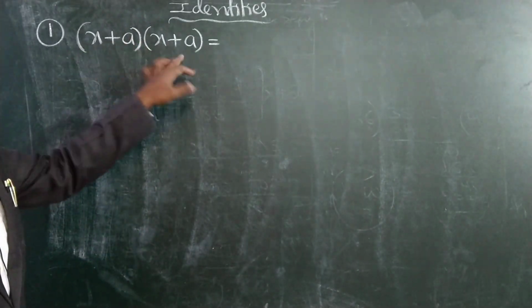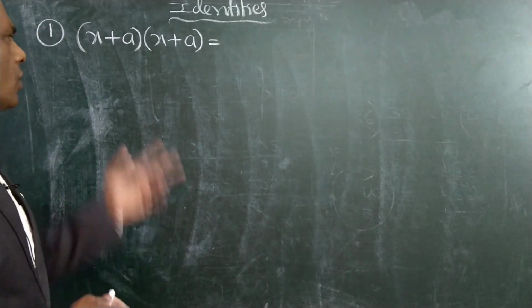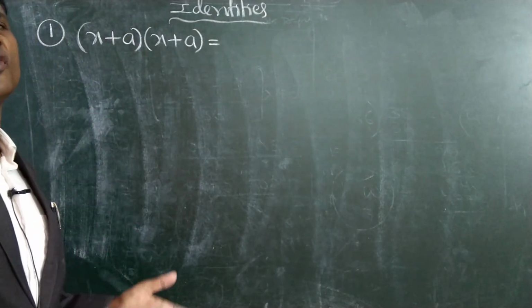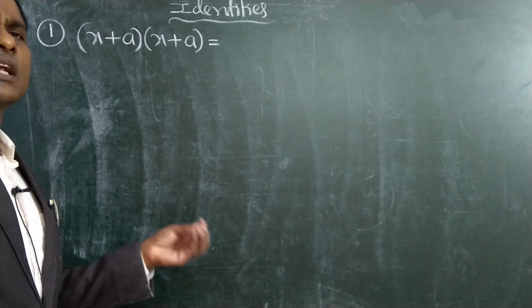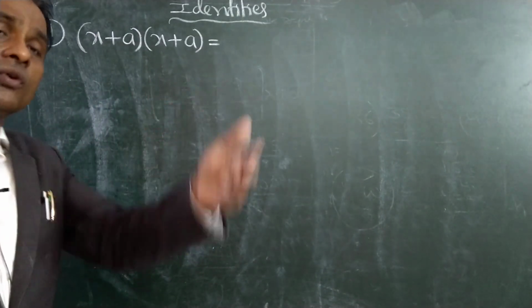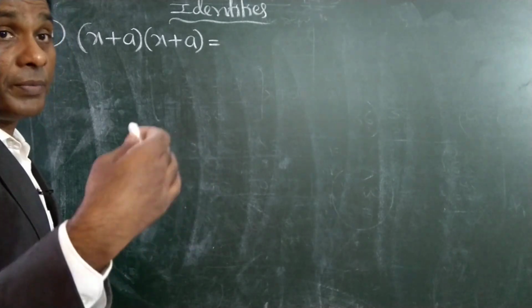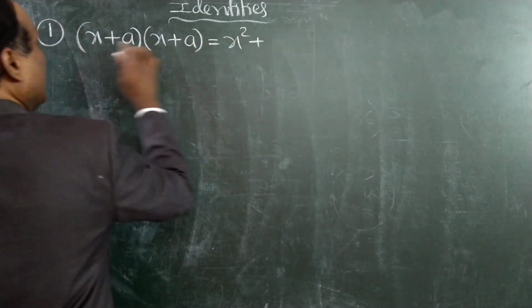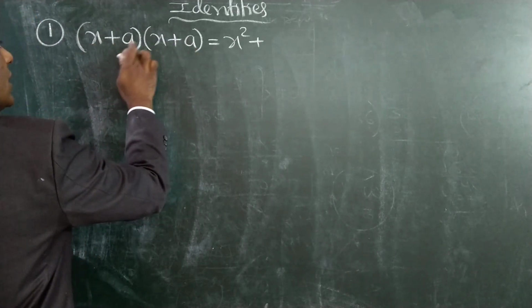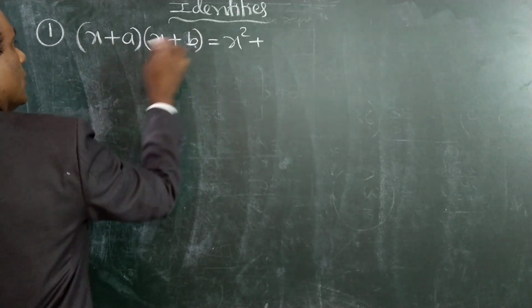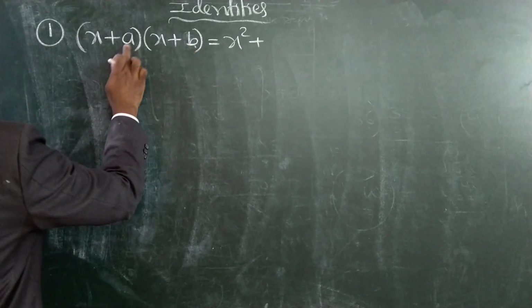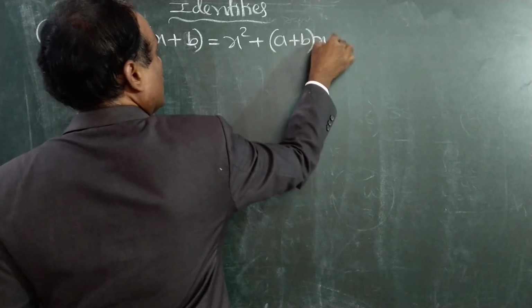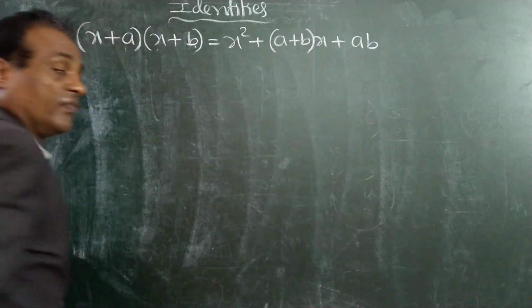If you multiply these two, you know how to multiply numbers and polynomials. You did a lot of practice in 6th, 7th, 8th classes, and even in 9th class we did some problems. If you multiply x into x, x square, plus x into a, ax, x into b, bx, plus ab. If you take x common, this is (a plus b) into x plus ab. This is our first formula.